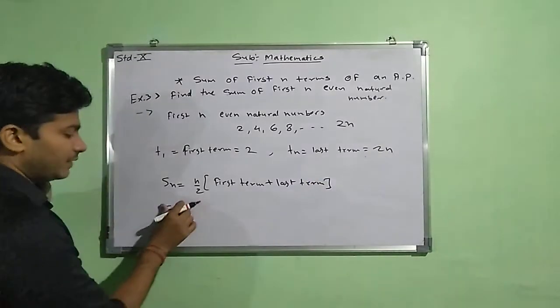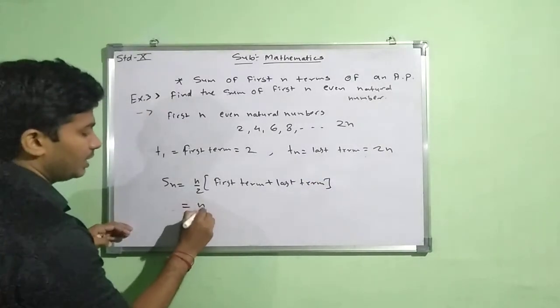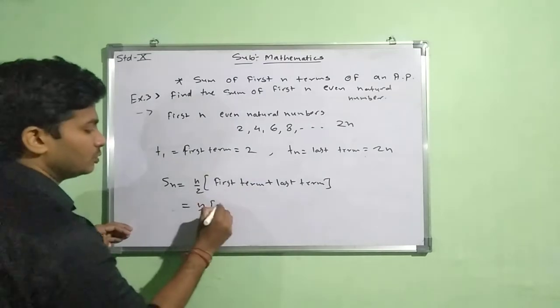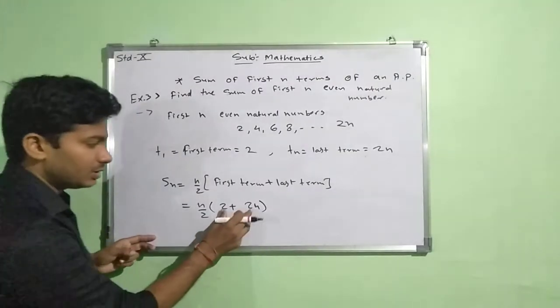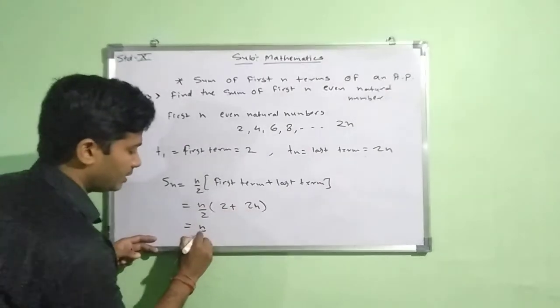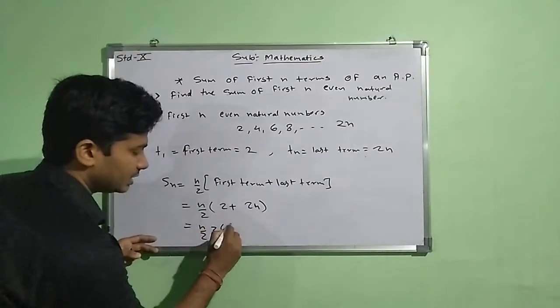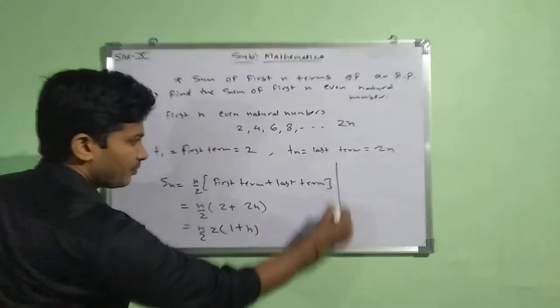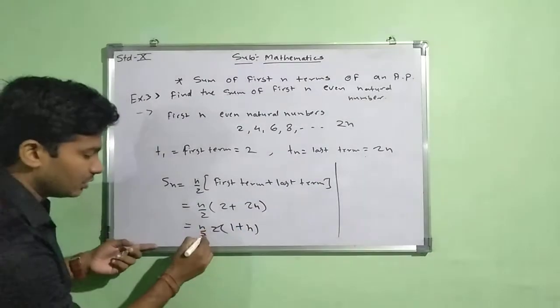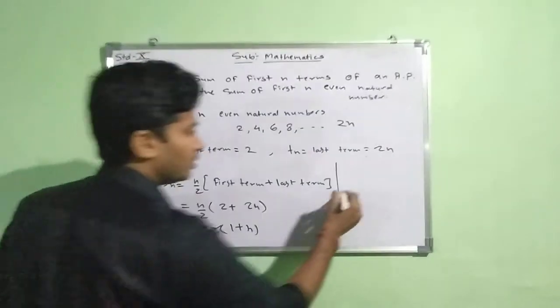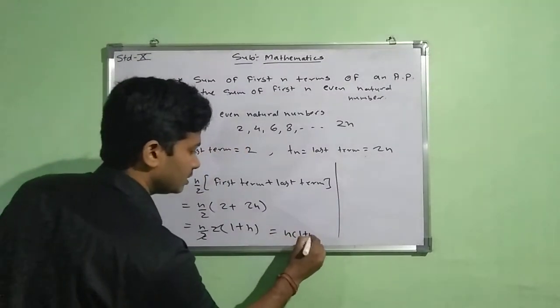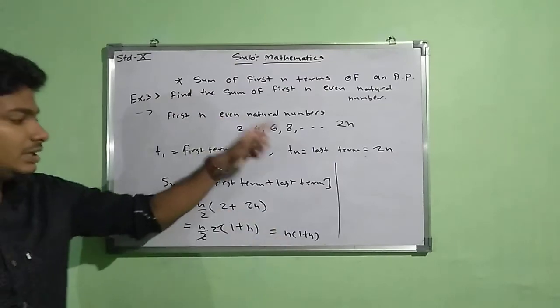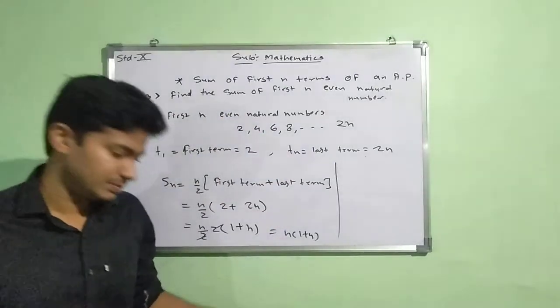Now we'll substitute the values over here. n upon 2, the first term 2 plus last term 2n. So now we'll take 2 as common. So n by 2, after taking 2 as common, inside the bracket 1 plus n will remain. That 2 and that 2 will get cancelled with each other. So what will remain? We will get only n into 1 plus n. So that will be the sum of first n even natural numbers. That will be your answer.